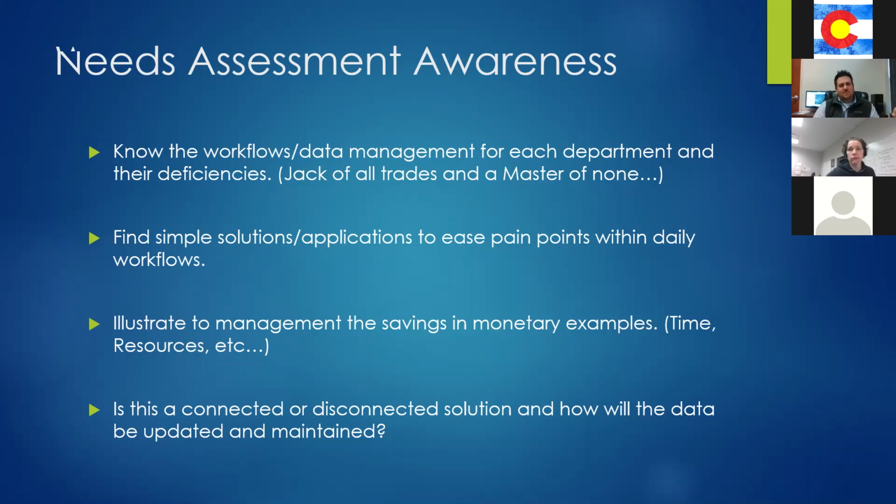Sometimes you have to go to the top and say, hey, look, you're going to save $100,000 a year in having to locate all of your utility lines if you use this $600 application. But you're going to have to force all your employees to actually utilize this in the field. So sometimes it has to come down from the top. So: connected or disconnected solution, and how will the data be updated and maintained? That's a big issue with everything I look at, because CarryMap's not always the best solution to update and maintain data, especially in larger data sets.